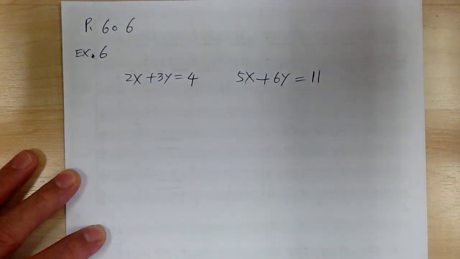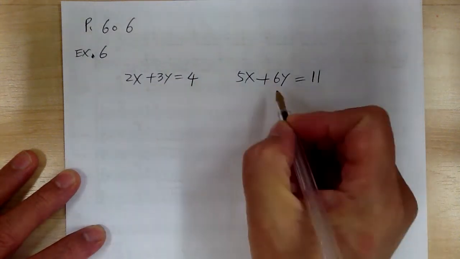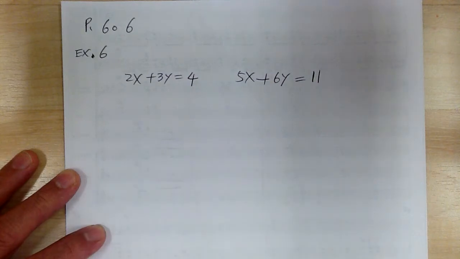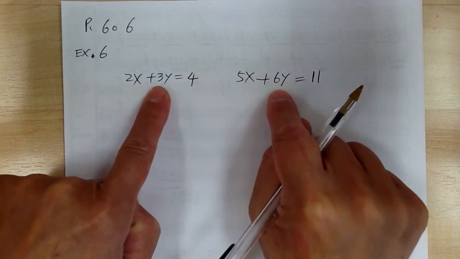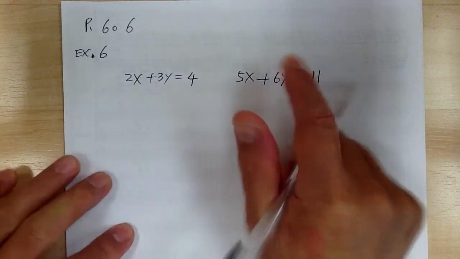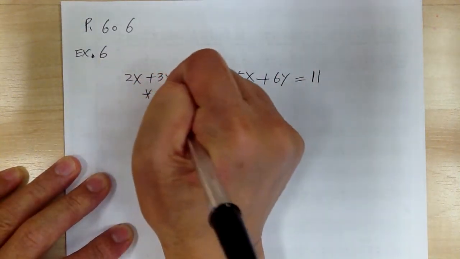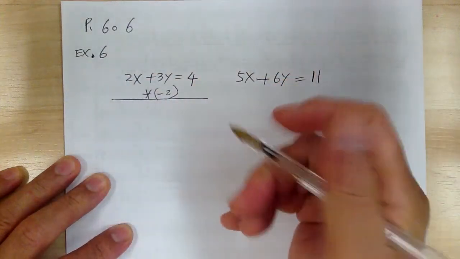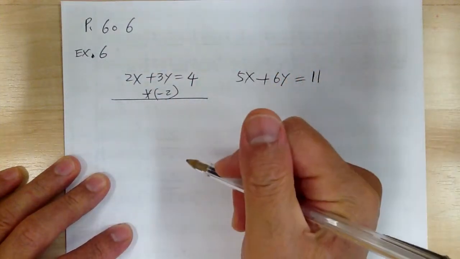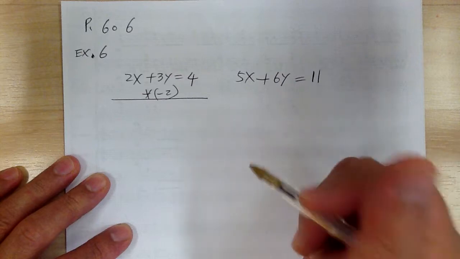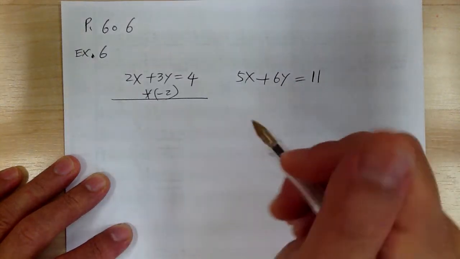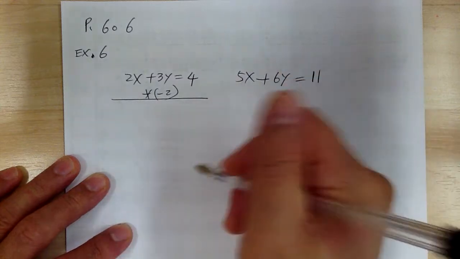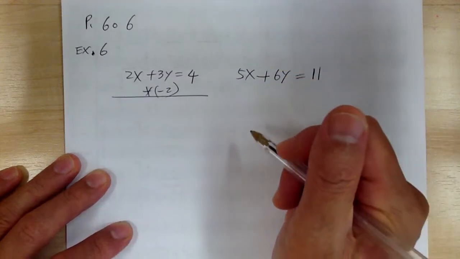So again, you have to look at the coefficients, look at the number in front, and think about which is the easiest thing to do. So I'm going to make the coefficient of the y opposite. So I'm going to multiply this by -2. And again, make sure you write down what you're going to do and then do it. Remember, math is communicating your thoughts. So you have to write down what you're thinking and what you're doing, so when people read your paper, they can follow what you're doing.